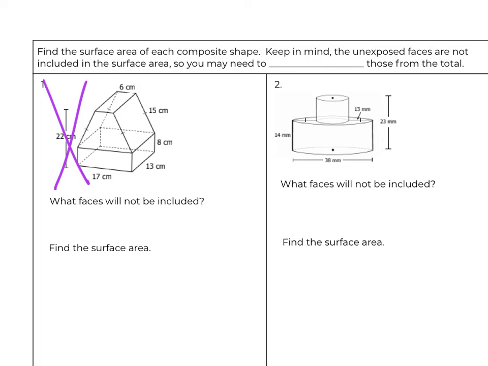So these are considered composite surface area because that's just 2 of them stuck together. Again, composite is more like real life, okay? Typically, a building, if you're painting or putting on siding, doesn't just have a rectangular prism. There's maybe a triangular prism on top for the roof, or multiple. So find the surface area of each composite shape. Keep in mind, the unexposed faces are not included in the total surface area, so you may need to subtract those from the total.